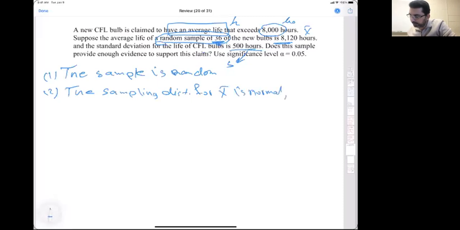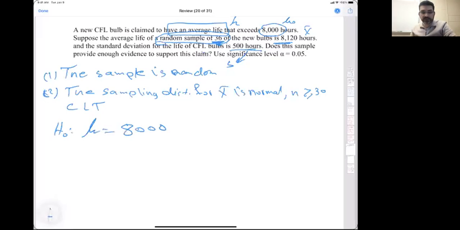Why? Because n is greater than 30 observations, so you can apply the central limit theorem here. So this is the second assumption. All assumptions are met here. Okay. Then the null and the alternative hypotheses. The null hypothesis says what? Mu is equal to 8,000 hours.